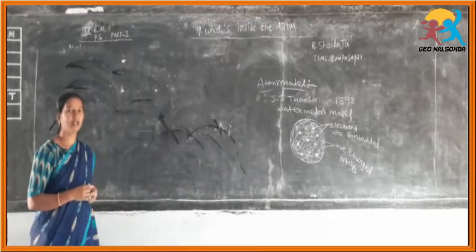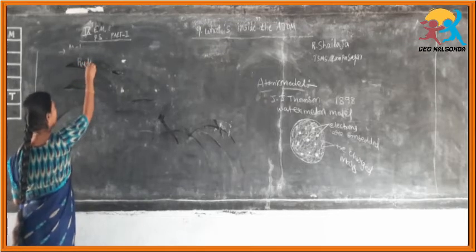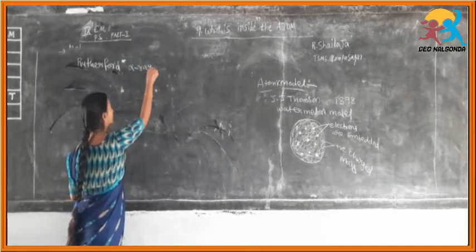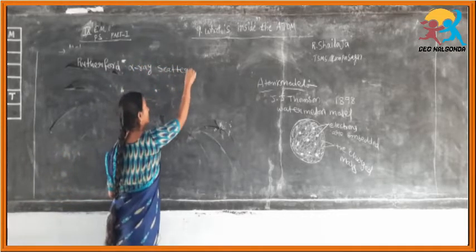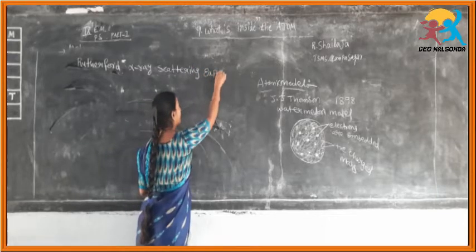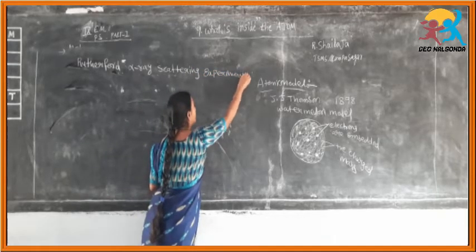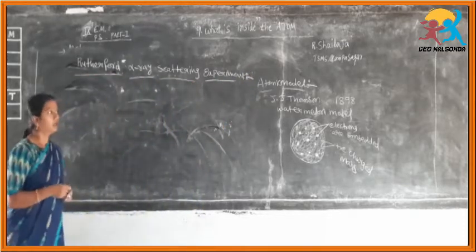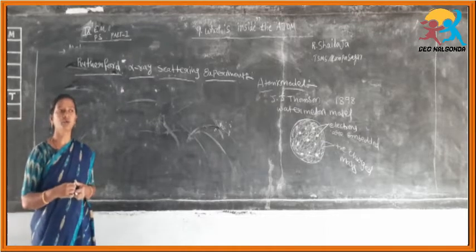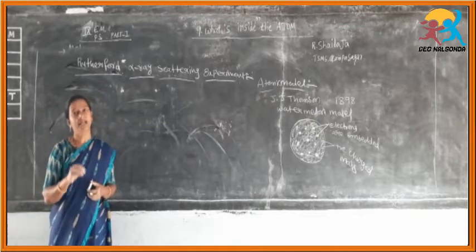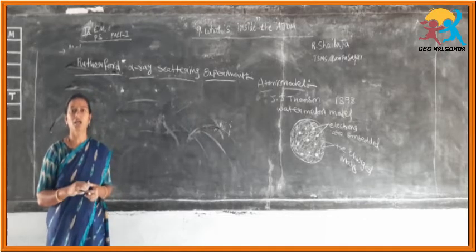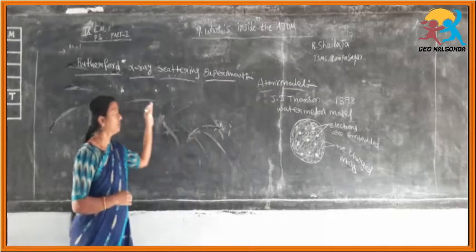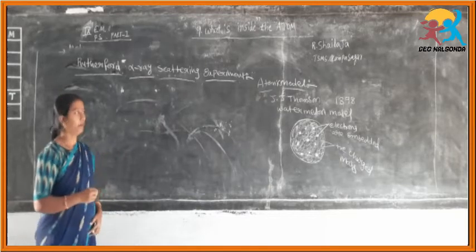After the J.J. Thomson atomic model, Rutherford did the alpha ray scattering experiment to test it. Is the J.J. Thomson atomic model right or wrong? To test it, Rutherford did the alpha ray scattering experiment.